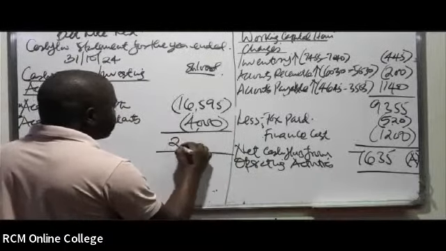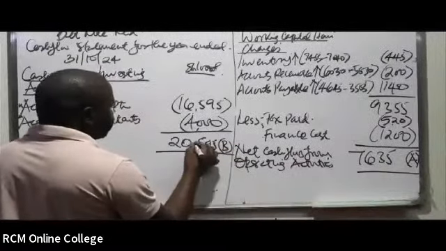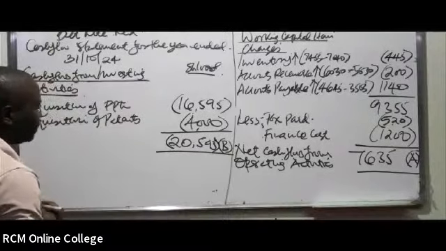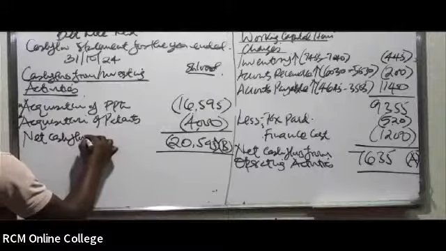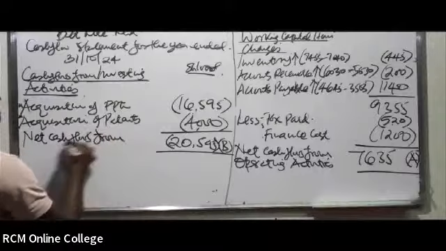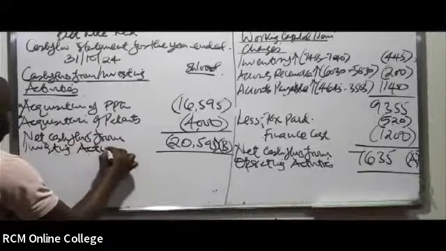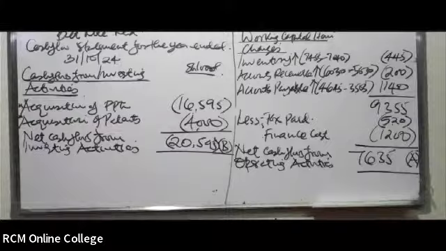So in this case, it brings 20,595. And this is the second part of the cash flow statement. It is a negative, so you put it in brackets. So these are the net cash flows from investing activities. You put it like that, and you would have gotten the second part.